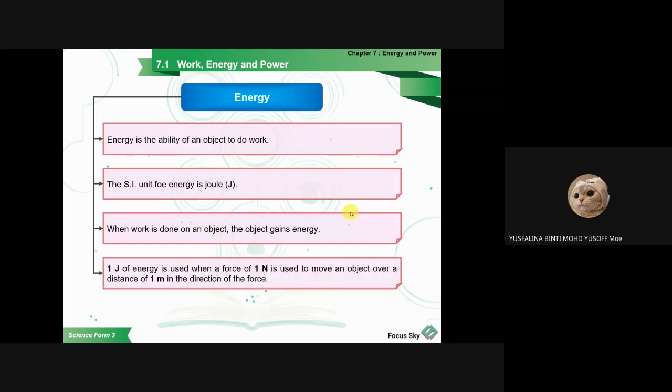So 1 joule of energy is used when a force of 1 Newton is used to move an object over a distance of 1 meter in the direction of the force. So this one is the same as work.